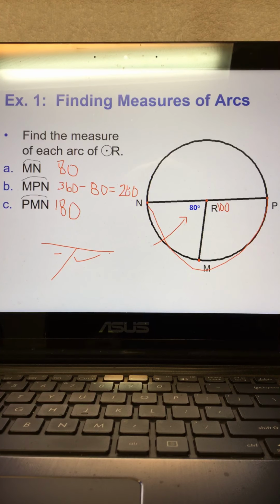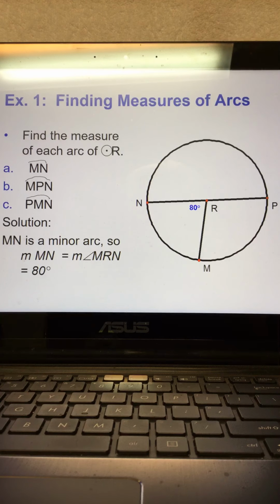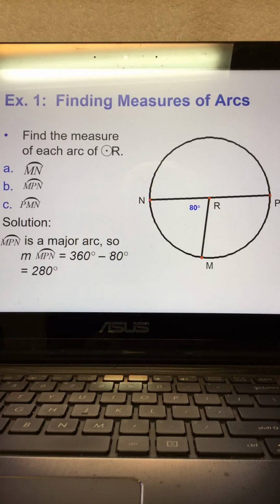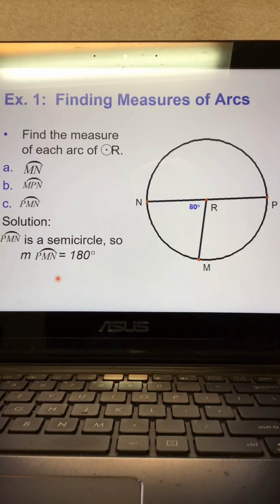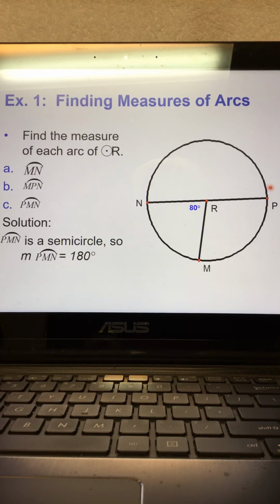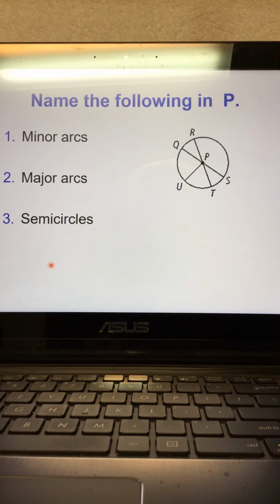Now the slides are going to explain that a little bit more, but I wanted to go through that with you. So it says find the measure of each arc. MN's minor, so it's got to be 80. MPN is major, so we're doing that arithmetic of 360 minus 80 and getting 280. And we're going to find the measure of PMN. We know that that's a semicircle, so it has to be 180. All right, it says name the following in circle P.